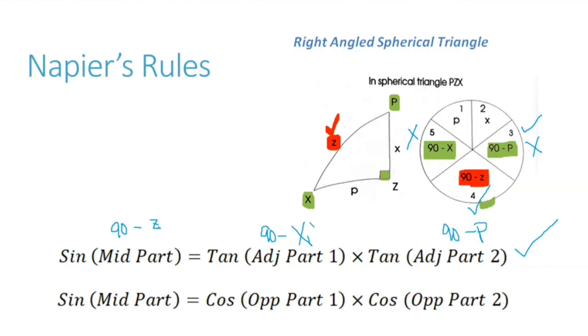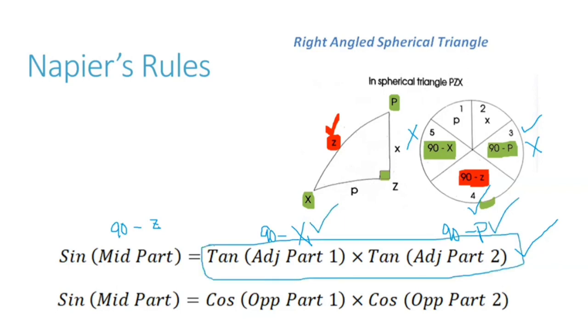So you see, if we know angle x and we know angle p, the right side of this formula is known to us. If we put these values here and put them in our calculator, we will be able to easily find out the middle part, which is 90 minus small z.